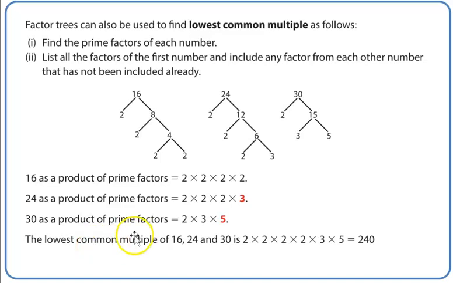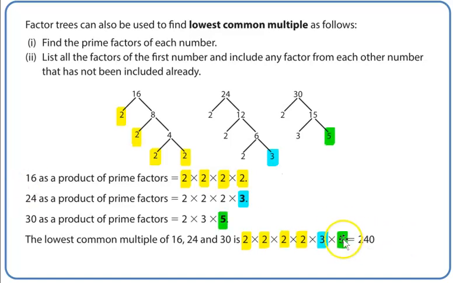So the lowest common multiple of 16, 24, and 30 is going to be 2 by 2 by 2 by 2 by 3 by 5, which is 240. So just highlighting to show you where those numbers come from. The first 4 2s come from the prime factors of 16. And then that 3 comes from the factors of 24. And then that 5 comes from the factors of 30. So now we've included everything. So we have 2 by 2 by 2 by 2 by 3 by 5, which is 240. So you could have done this using the list method, it just would have taken you much longer. So 240 is our LCM.